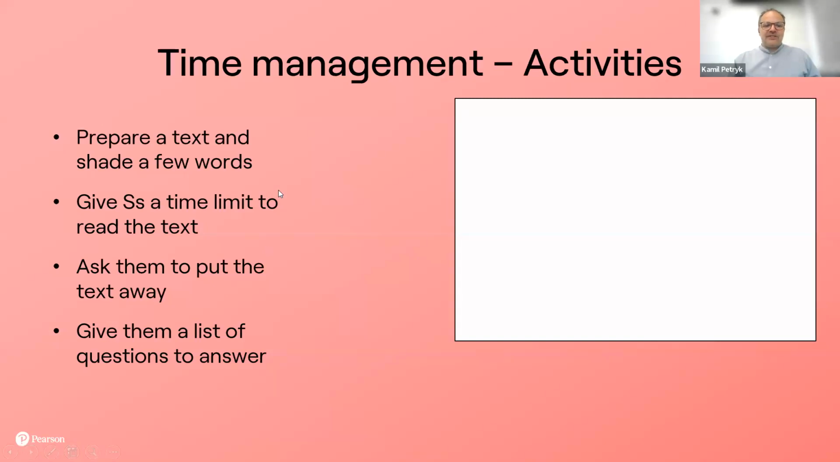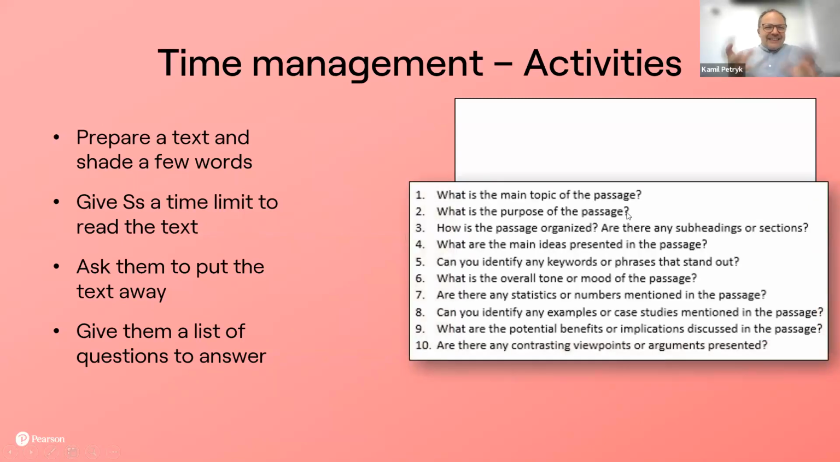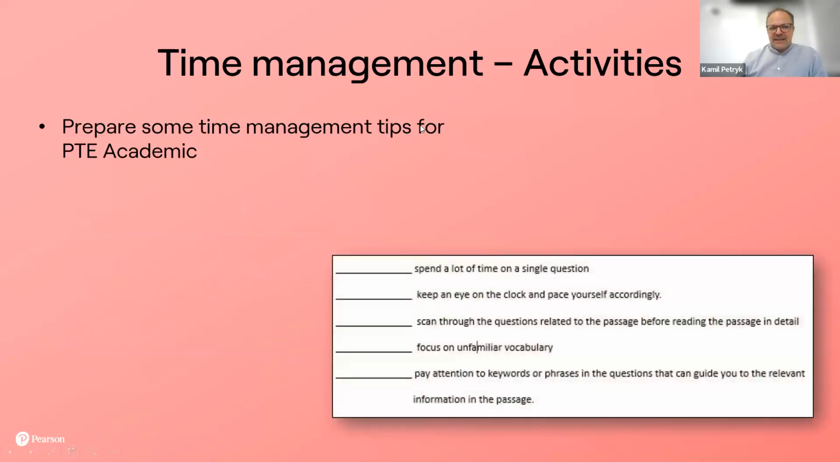Then you take the text away, put the text away, and you ask them some questions, especially those skim reading questions, like what is the main topic of the passage, what is the purpose of the passage, how is the passage organized. You can obviously arrange the list. This is the list suggested by me here, 10 questions, but I would focus for this activity especially on those first 4 questions here that relate to skim reading of the text. So again, time limit and questions about the text will help them to manage the time. They will realize how much time they need to, for example, skim a text.